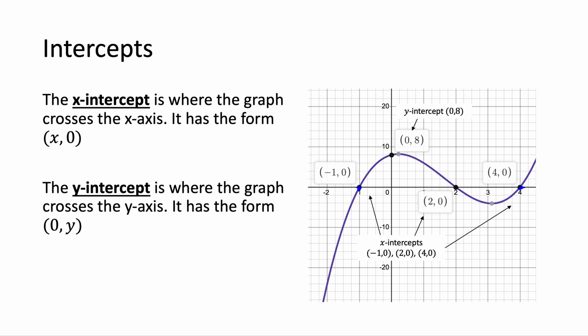So the intercepts will occur anywhere the graph crosses or intersects the axes. So we have x-intercepts where the graph crosses the x-axis. So you can see here in this graph it has x-intercepts at negative 1, 0, 2, 0, and 4, 0. Y-intercepts are where the graph crosses or intersects the y-axis. So we have a y-intercept at 0, 8.